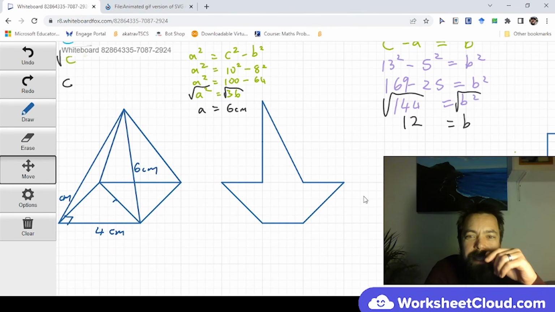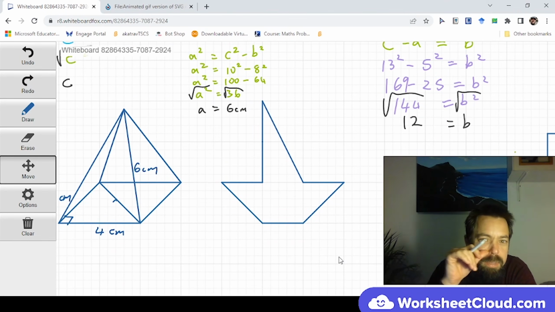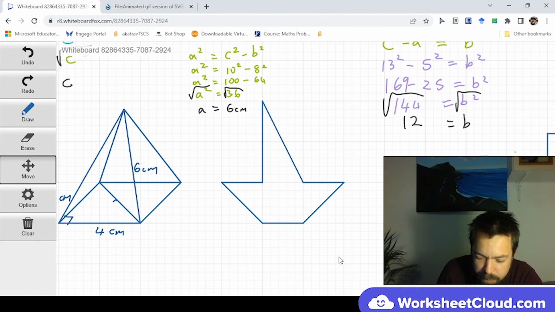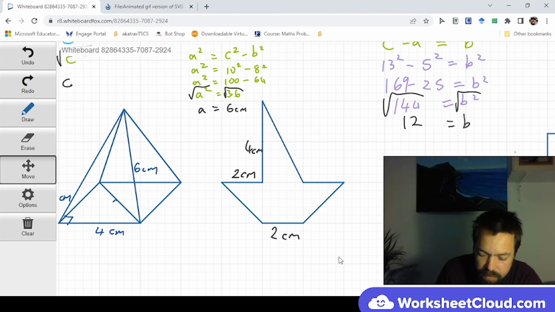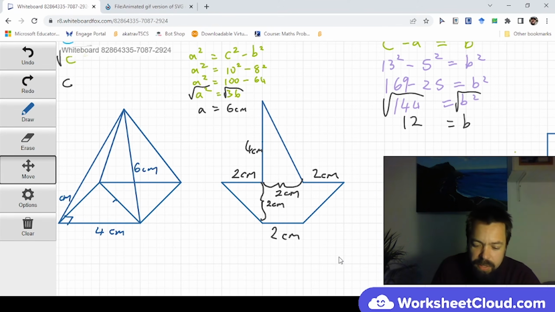So again, you might get something like this if you're working out irregular shapes and you have to work out the perimeter of this one. For example, they might say that this one is 4 centimeters. This is 2 centimeters, 2 centimeters, 2 centimeters, and this is 2 centimeters, and they want you to work out the perimeter. Now you have enough information to do that.